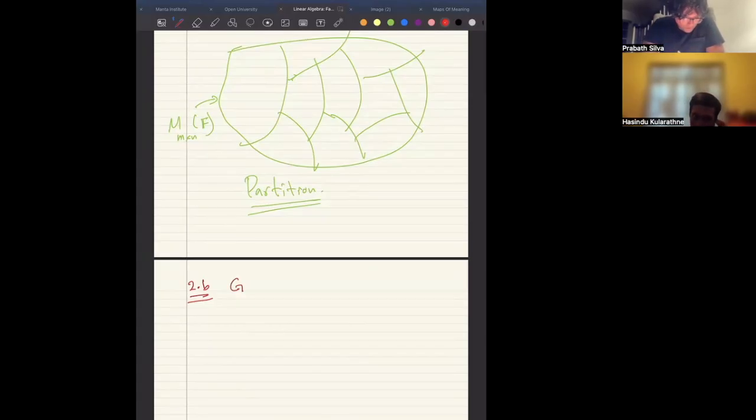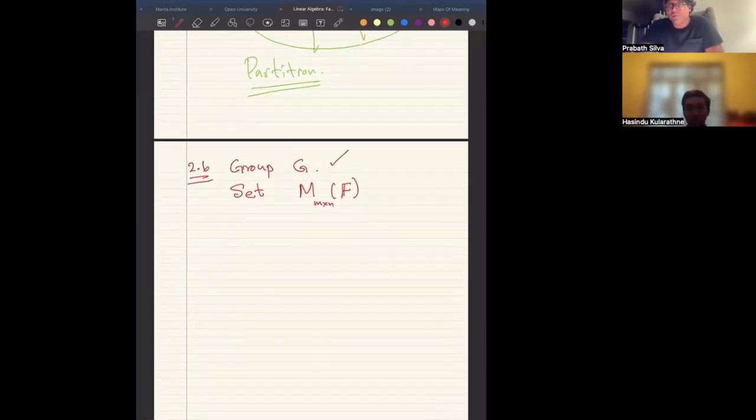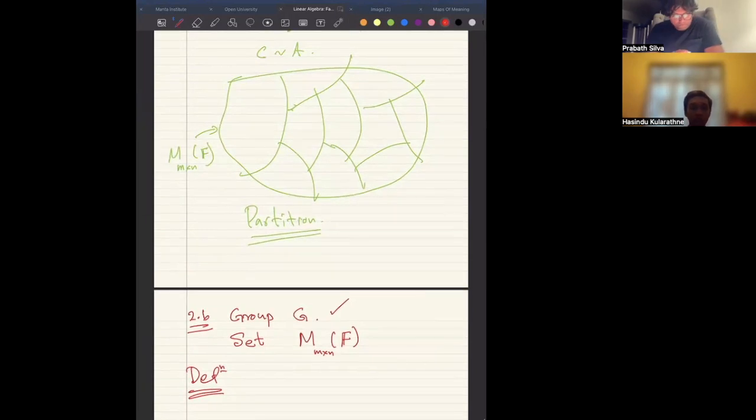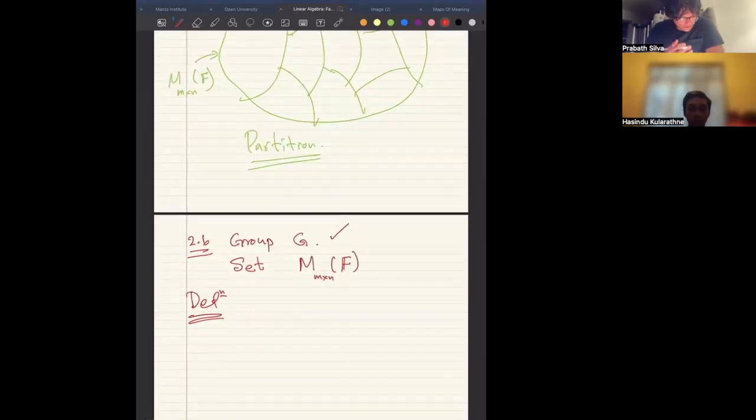We have the group G. G is the set of finite products of elementary operations, and we have shown that that's a group. And then you have this set of m by n matrices with entries from the set F. So we have this definition. The structure that we have here is more detailed than the picture of a partition.